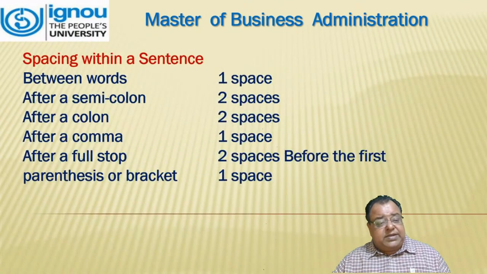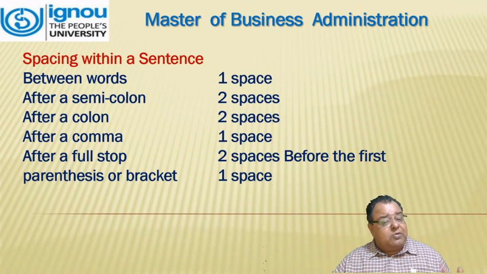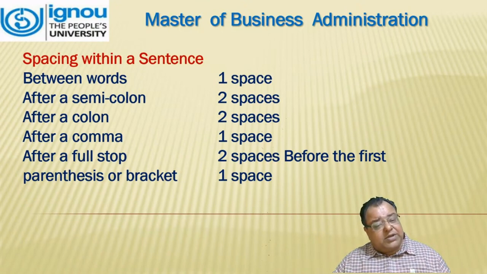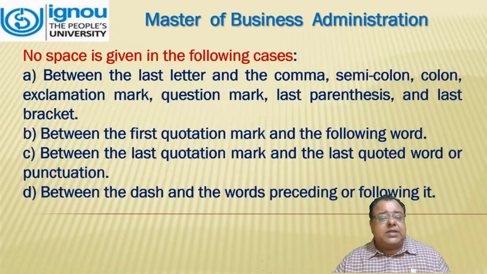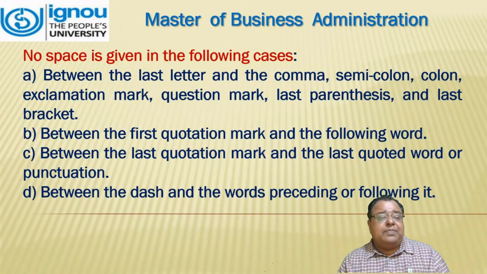Spacing within a sentence. Between words, 1 space. After a semicolon, 2 spaces. After a colon, 2 spaces. After a comma, 1 space. After a full stop, 2 spaces before the first. And in parentheses, 1 space. But this is the format which has to be followed.